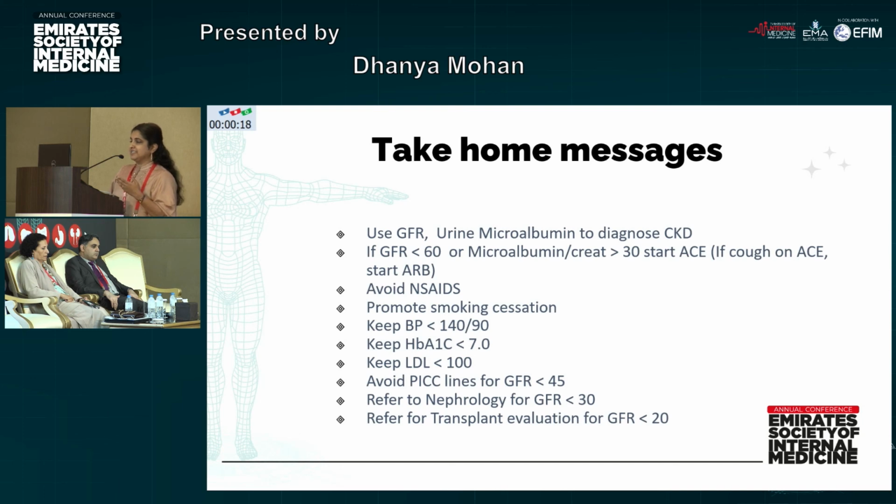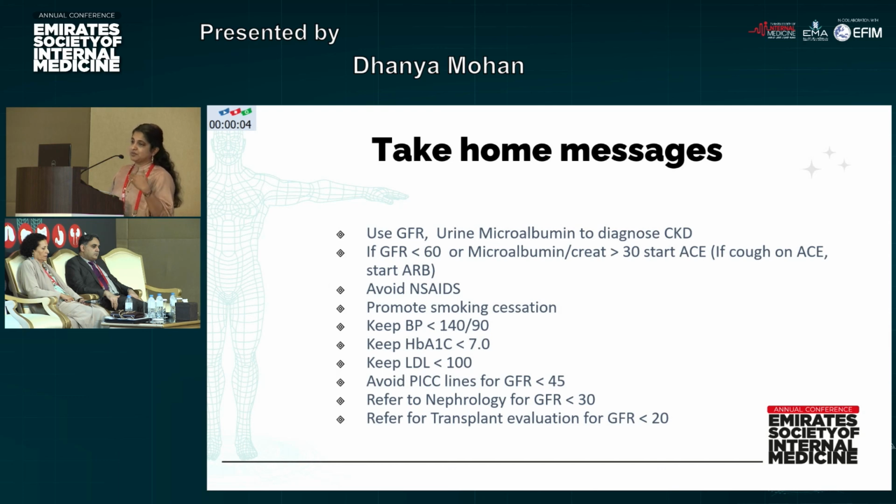So the take-home message is to use GFR and microalbumin to diagnose CKD, and to use ACE inhibitors to prevent progression, avoid NSAIDs, promote smoking cessation, and to keep the BP under good control, diabetes under good control, LDL less than 100 with use of statins, and to avoid peripheral lines in the volar aspect of the hand in patients with GFR less than 45 or even 30, to preserve the veins for AV fistula creation.